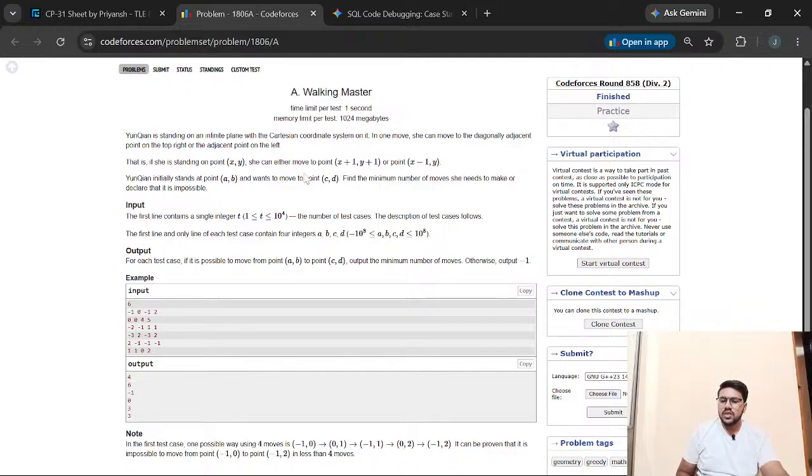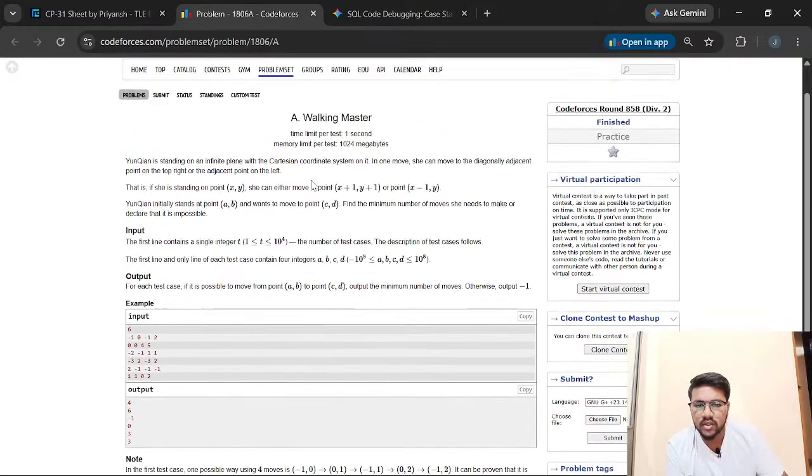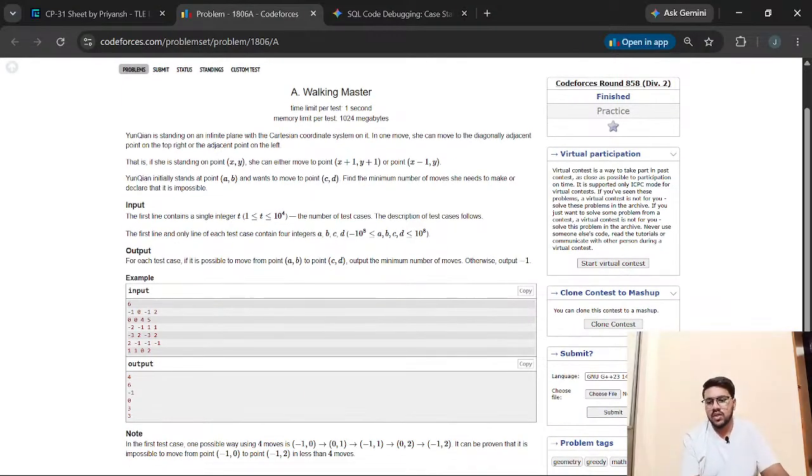Yunqian is standing on an infinite plane with Cartesian coordinate system on it. In one move, he or she can... Did I solve this question? No, I did not. She moves here, she comes here, she moves here, she moves here. So what is the displacement? No, the maximum distance she has moved, right? I think that is counted by the output. In one move, she moved toward an adjacent point.